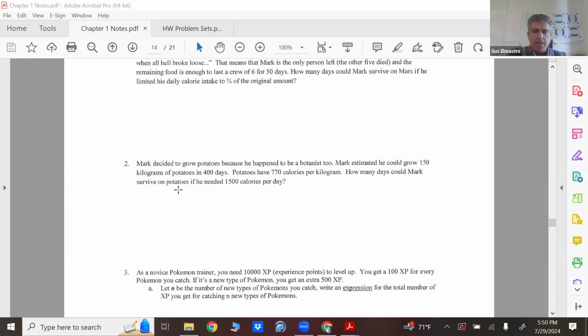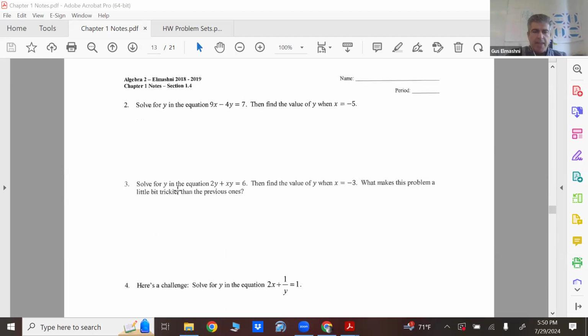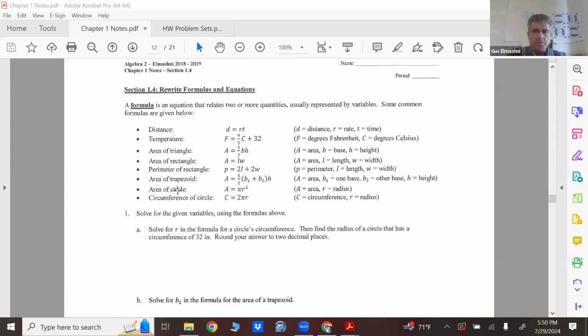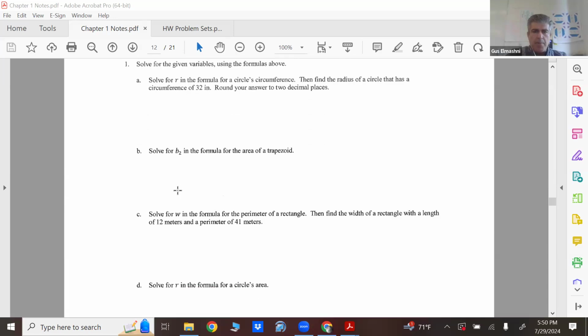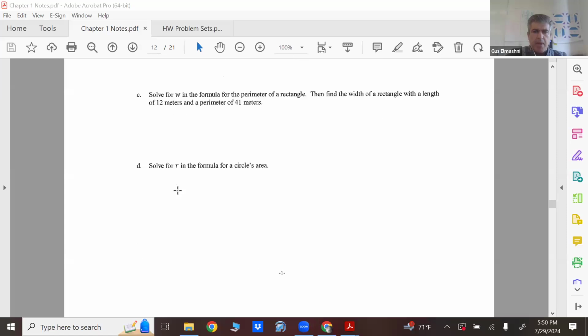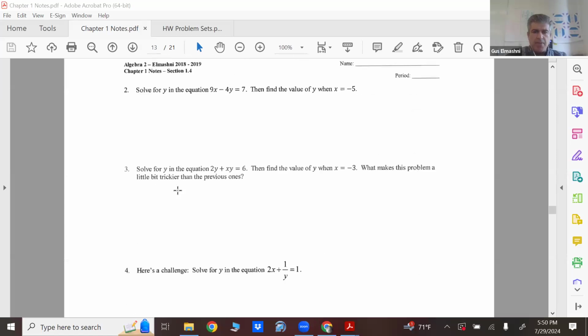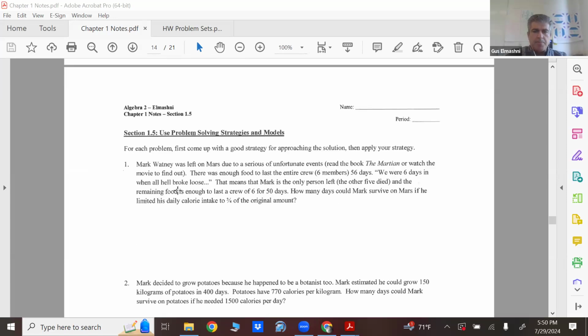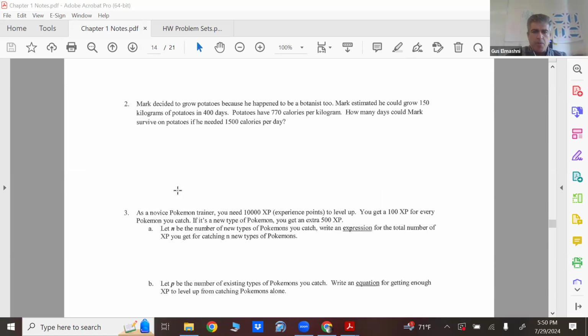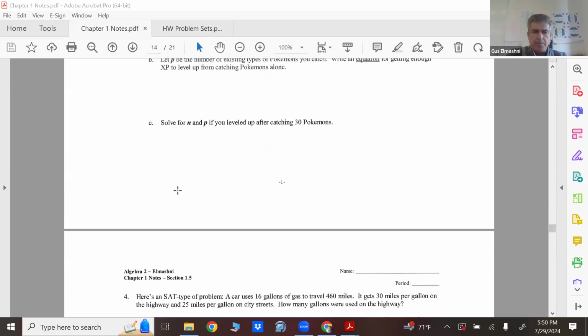So I think we'll just leave it like that for today, because I want to wrap up the notes for 1.3. But yes, we will discuss how to isolate variables, how to get one variable in terms of another, and also look at word problems, how to set those up. So I think we'll just leave it at that for today.